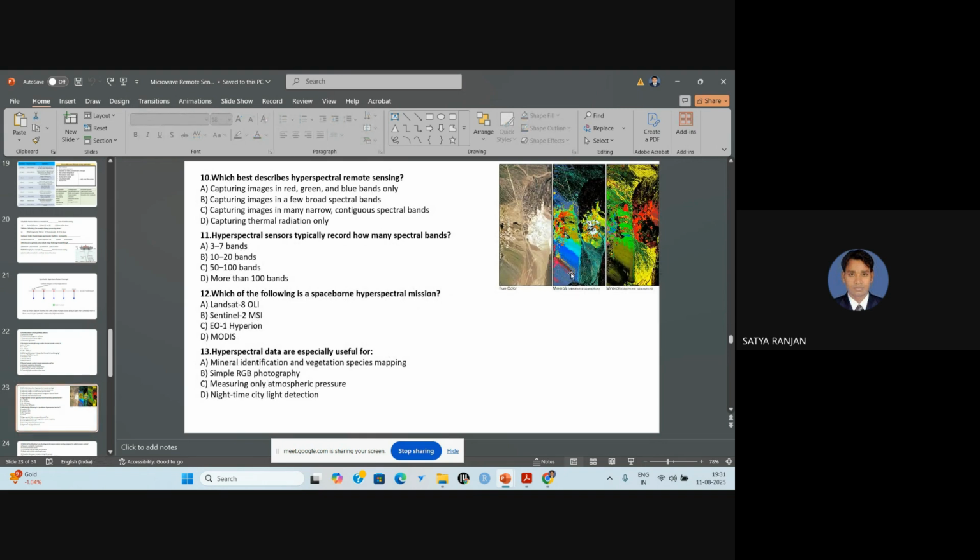So this is one of the hyperspectral satellite images. Which best describes hyperspectral remote sensing? Capturing images in red, green, blue bands only? No, it is not only red, green, blue bands. C, sir. Capturing images in many narrow, continuous spectral bands. So it is C.